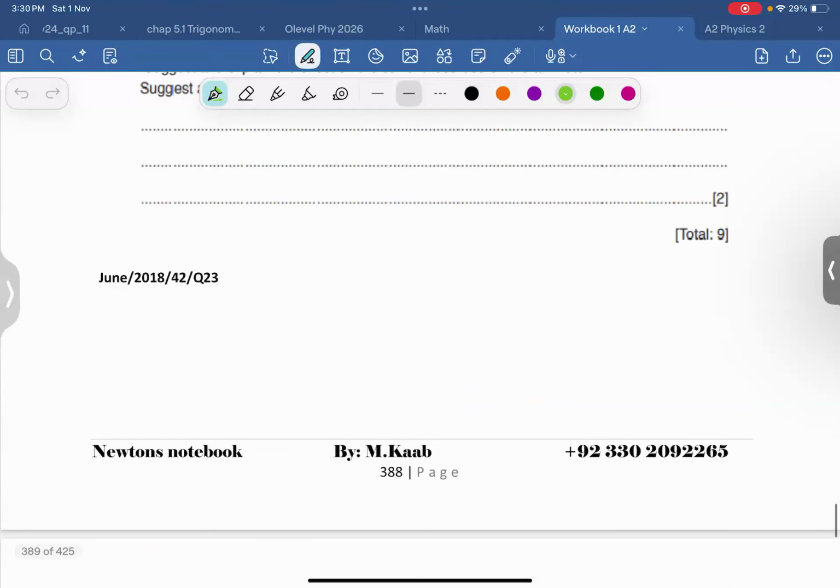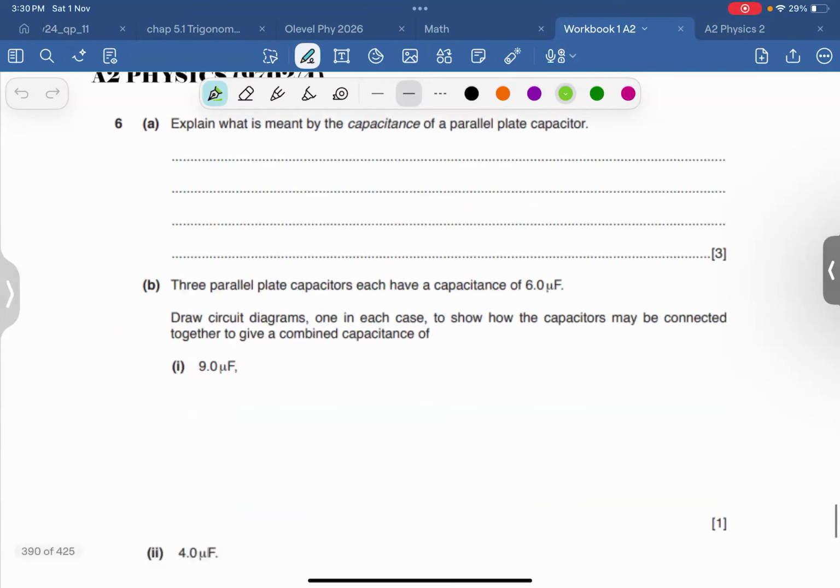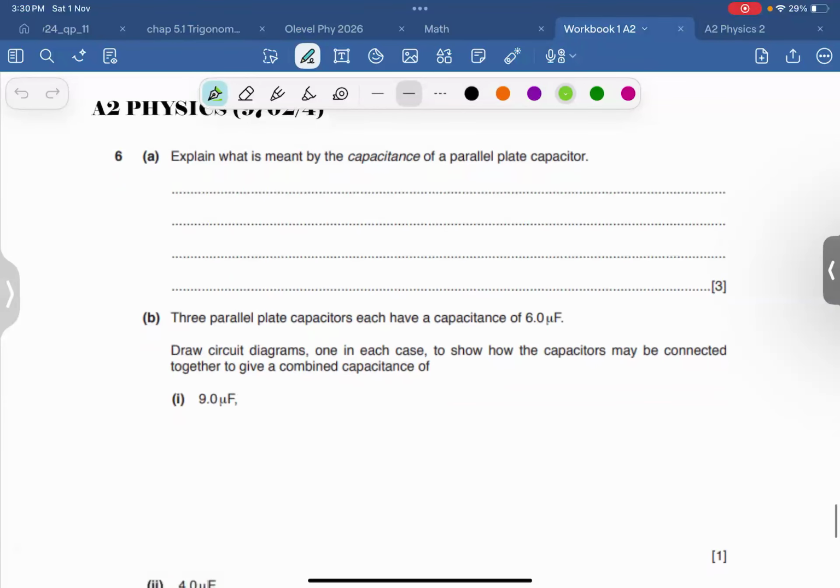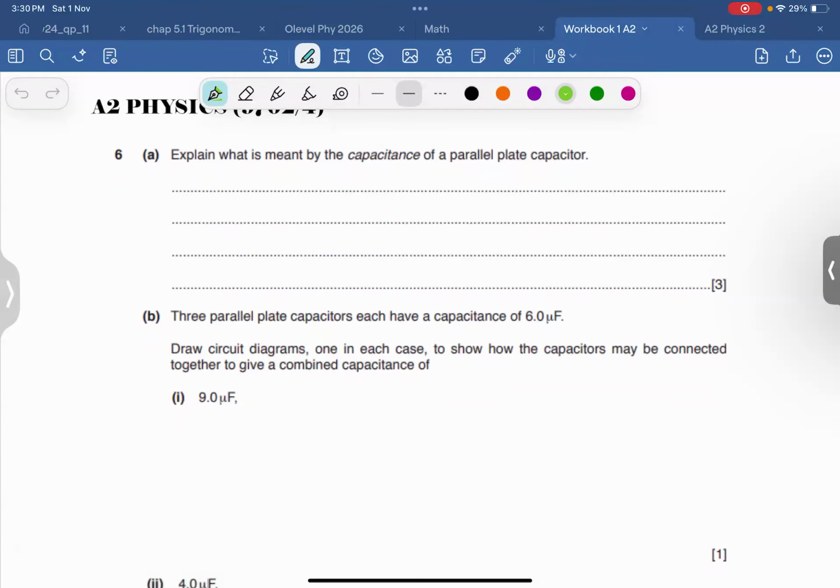Okay. So this is the 23rd question, by the way. Can Ibrahim, can you read the question, please? Yes, Ibrahim, nearby. Explain what is meant by the capacitance of a parallel plate capacitor.